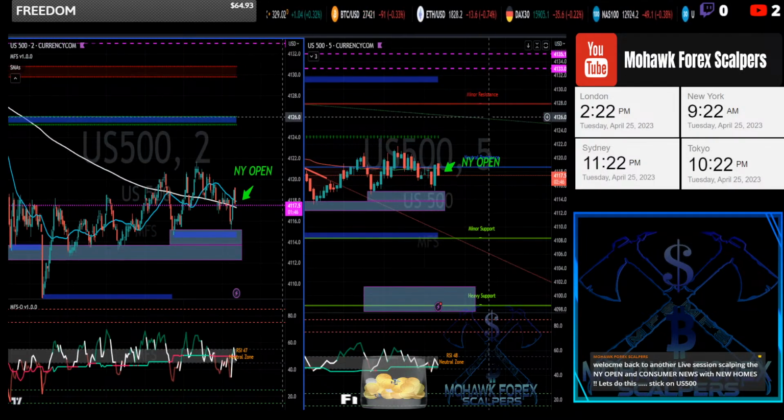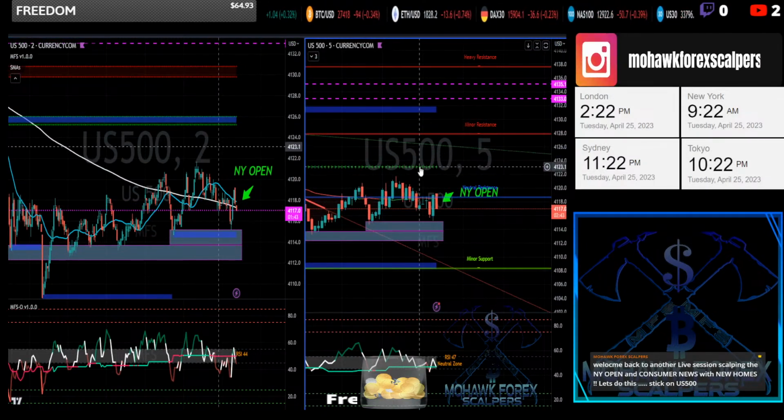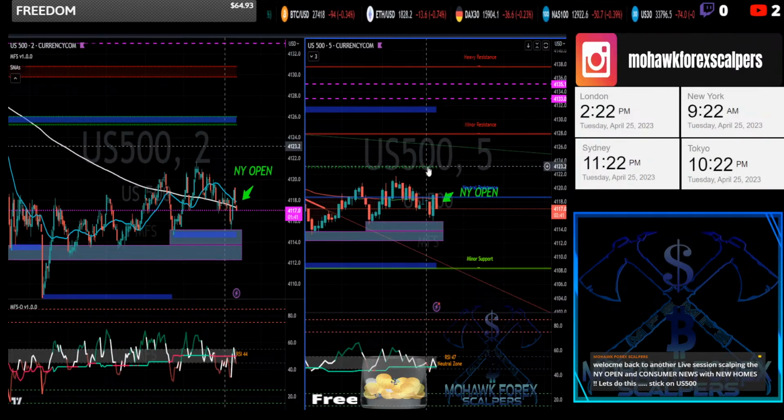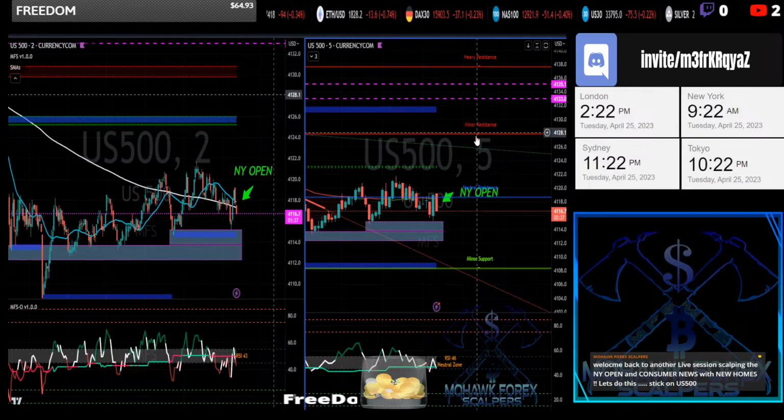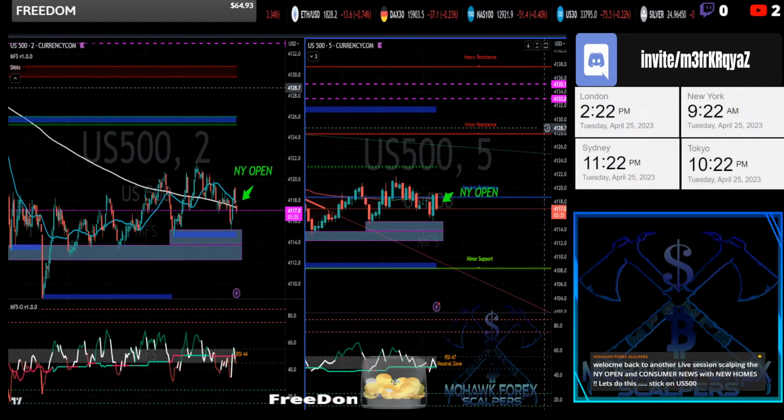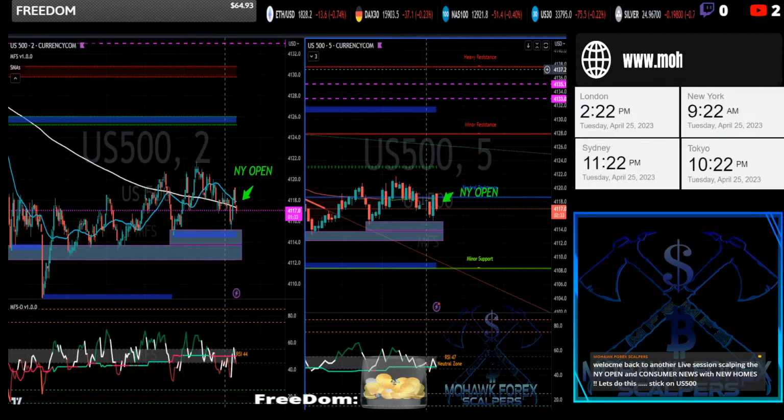That's on the 2-minute. On the 5-minute, there's your buy zone. It's got a small one there. Could be a nice resistance. And then we've got our 4-hour resistance up here.